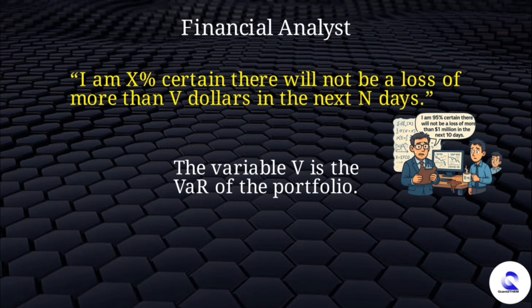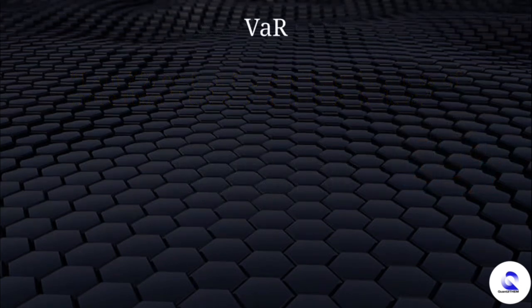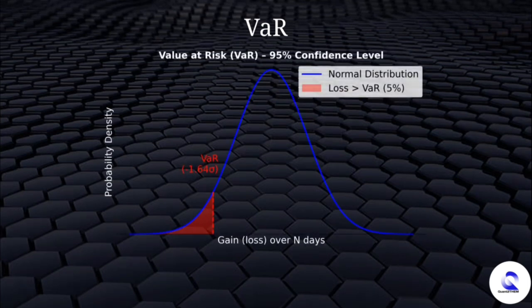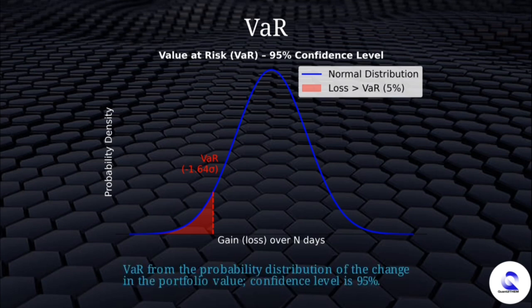Here is how VAR is calculated in practice. We start with a probability distribution of change in a portfolio's value. Then we mark a point, typically at the 5th percentile, that defines the cutoff for worst expected losses. In this case, we are 95% confident that losses will not exceed the value at this point. That is our VAR, derived directly from the shape of the risk distribution.